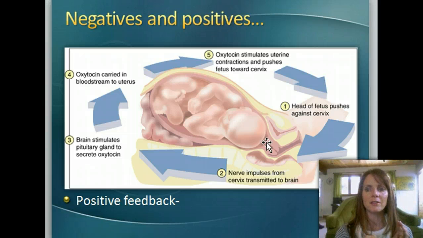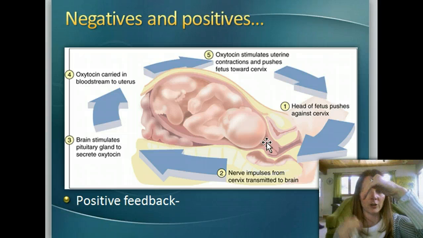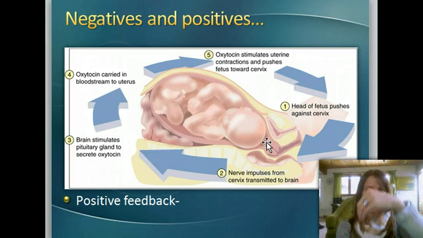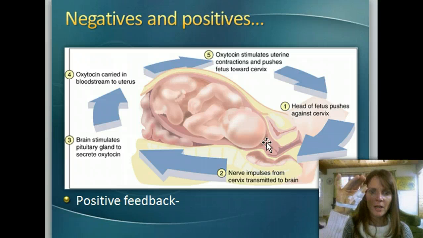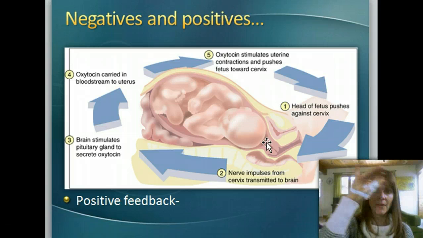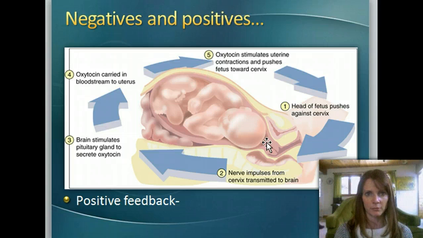So notice how a positive feedback is going in one direction, and then something kicks it to go even more. And it's going in one circle. So harder contractions, the baby hits against the cervix, and more oxytocin. And that cycle keeps going until you give birth, okay? So it's not going in the opposite direction like negative feedback. It's going in the same direction.